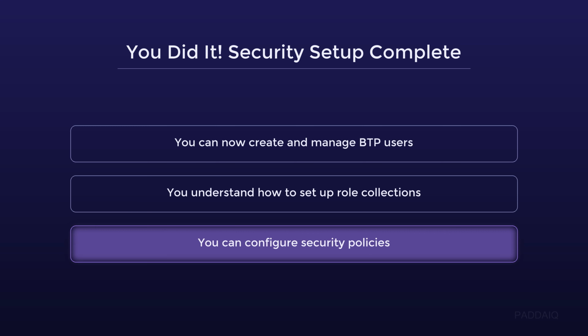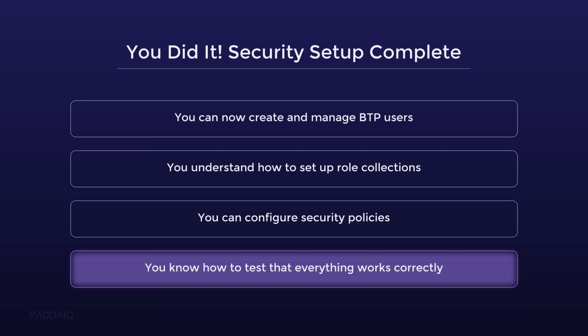You can configure security policies. This means setting rules to control who can access your app and what they can do. For example, you could create a policy allowing only managers to view salary data in an HR application. This ensures your applications are protected and compliant from the start.